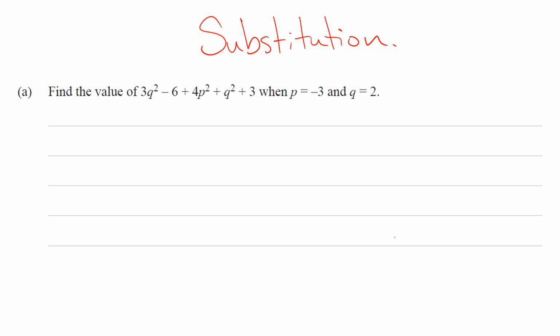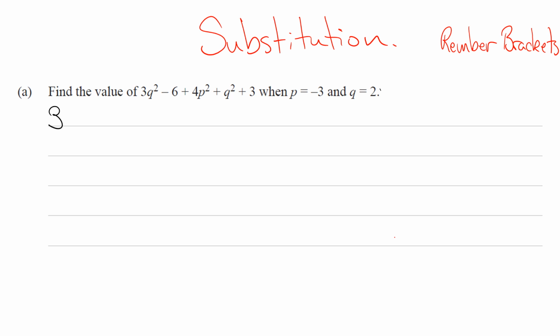The only thing I'd say is, as you're substituting things here, remember your brackets. These are really important, but it's not so obvious why. So every time I substitute in a number here, I'm going to put brackets around it, and I'll show you why in a second. Let's crack into the problem. I'm going to rewrite this equation, and every time I see a Q, I'm going to write in a 2, and every time I see a P, I'm going to write in a negative 3.